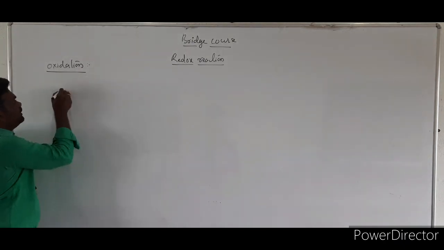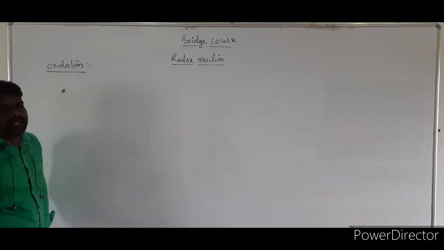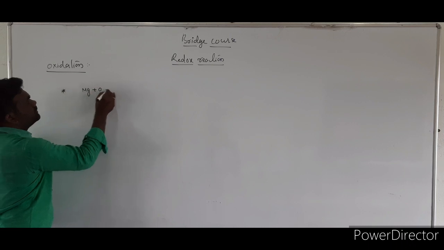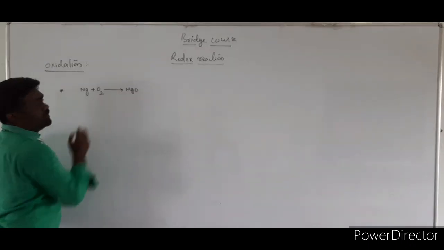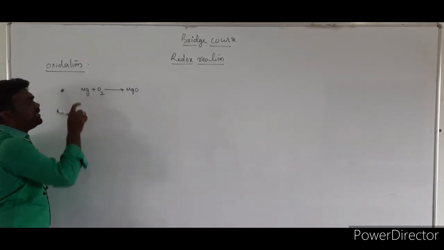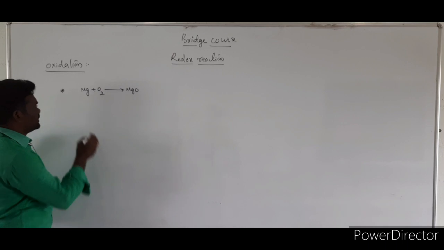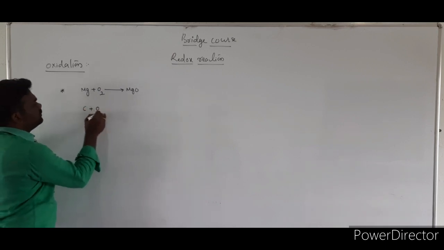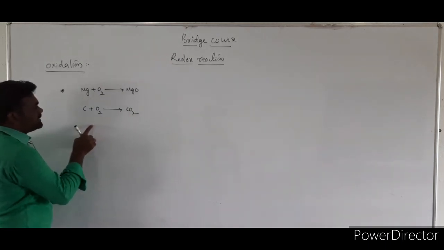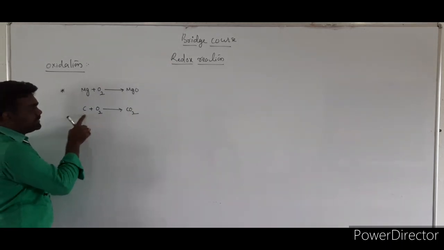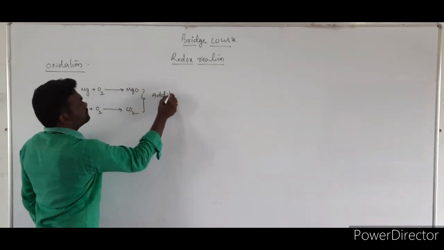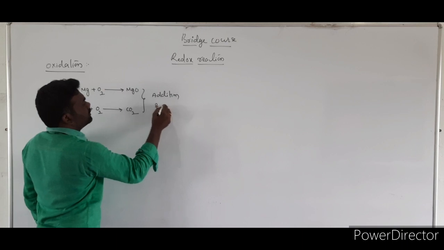Among them, the first one is oxidation is defined as addition of oxygen. So I am taking Mg plus O2 gives rise to MgO. Oxygen is added to the magnesium. So addition of oxygen to an element is called oxidation. We can take one more example, C plus O2 gives rise to CO2. In this case, oxygen is added to the carbon. Addition of oxygen is called oxidation.